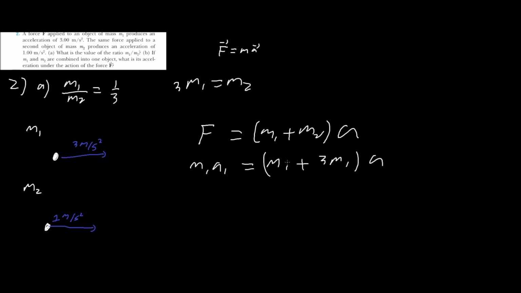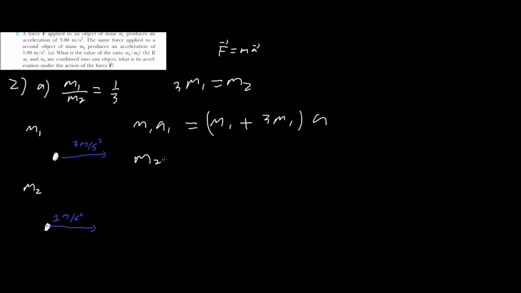And you can do it the other way. You could also say that m2a2 is equal to (a third of m2, that is m2 divided by 3, plus m2) times a. And I bet you folks that if you solve it either way, the result would be the same. But notice one thing: the m1s cancel. So once you do the math, you realize that a is equal to a1 over (1 plus 3).